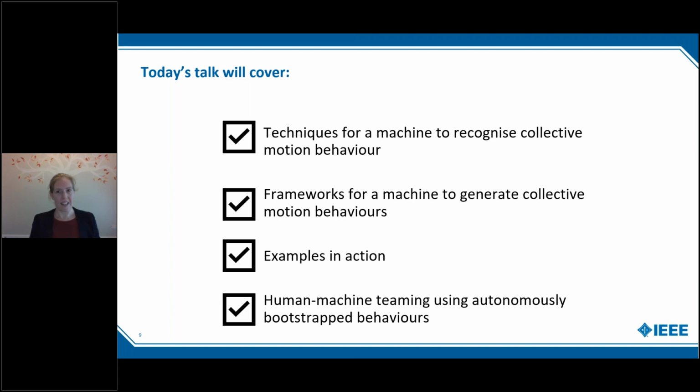Once we have those techniques for recognizing the collective motion, we then need a framework to embed that in so that we can generate different motions on the fly and test them to decide if they're the type of motion that we want and then keep the good ones. So I'll talk about both of those things and a couple of different alternatives for those today, and then look at some examples in action as we go. And I'll talk a little bit about the human-machine teaming piece as well, just to give you some examples of things that we think might be useful for that in the future.